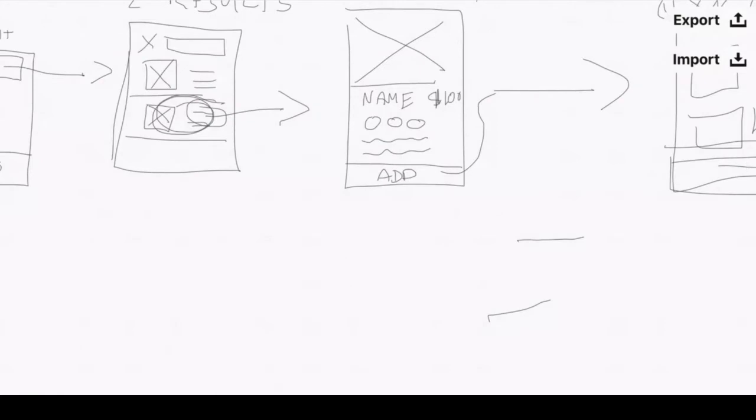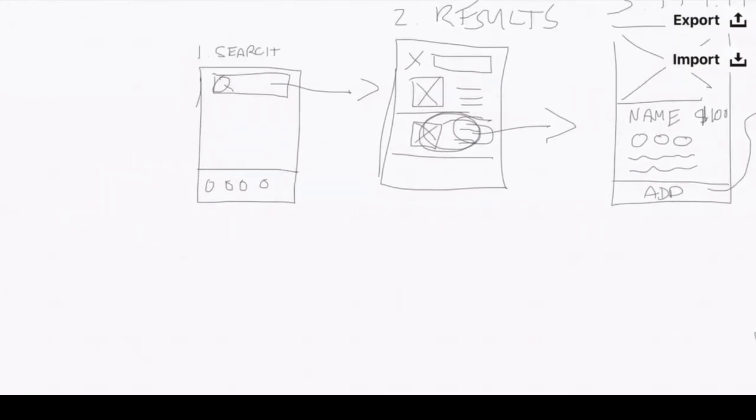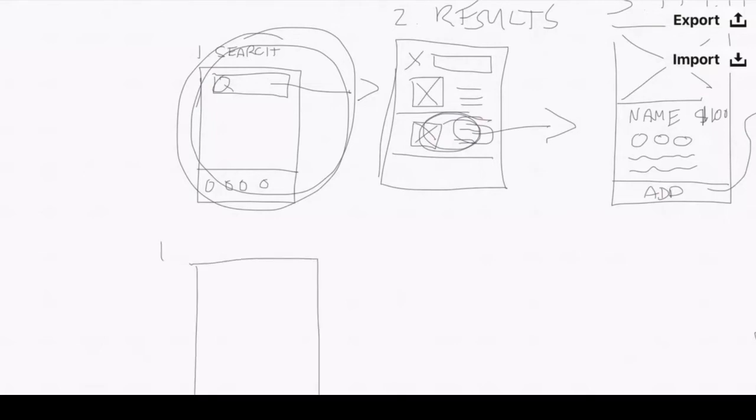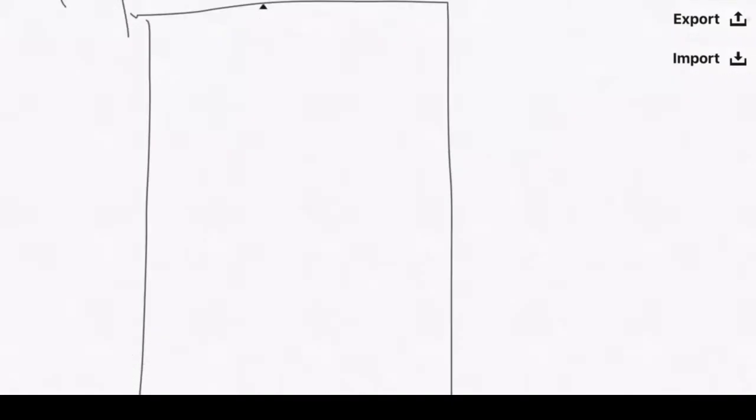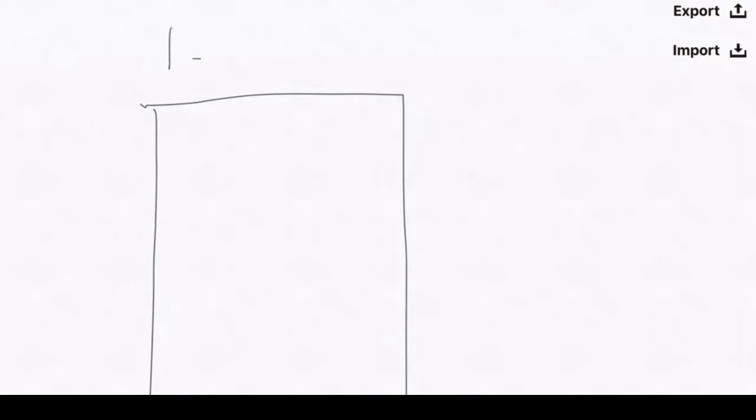Let's think about a different alternate flow. What we know here is that we made the assumption that they're going to come in and click that search bar. But there are other ways to find a product. And this is where we can start thinking about other ways to make this process a little bit easier. So we'll label this 1 and we'll just call this home.